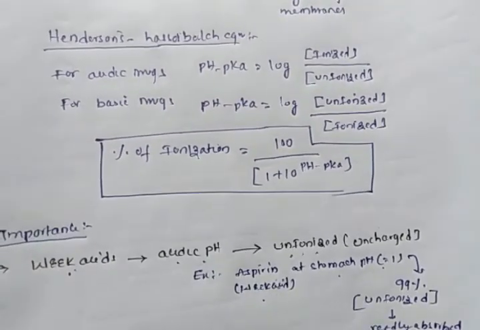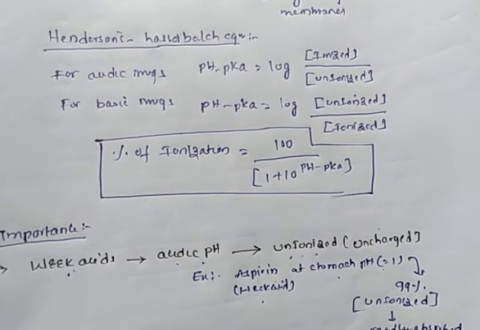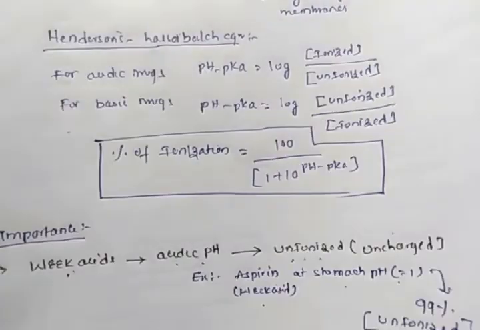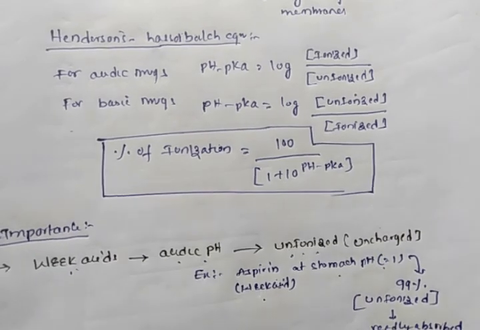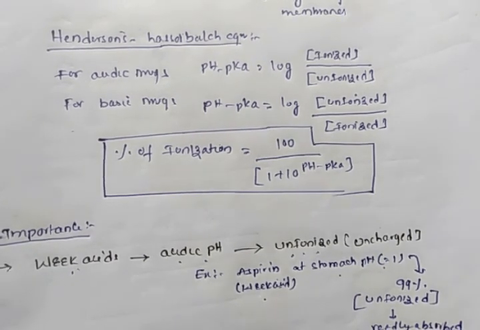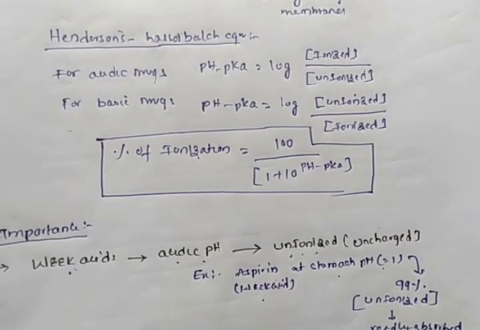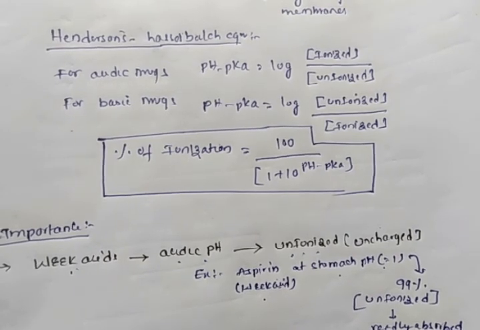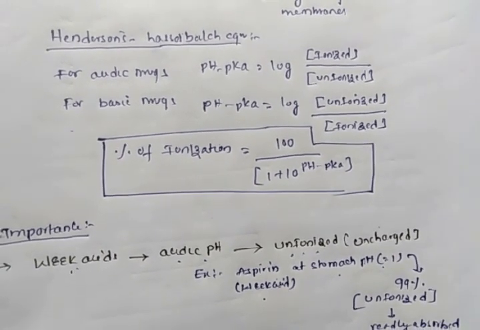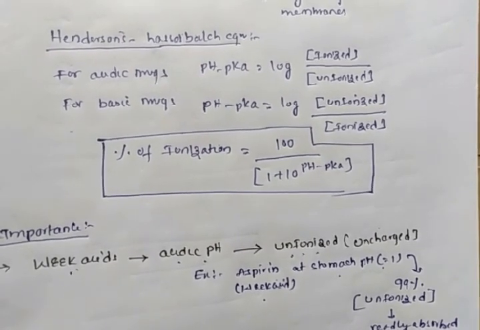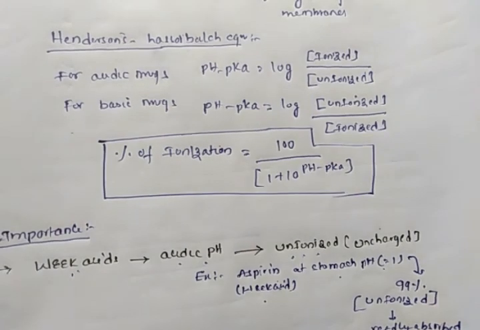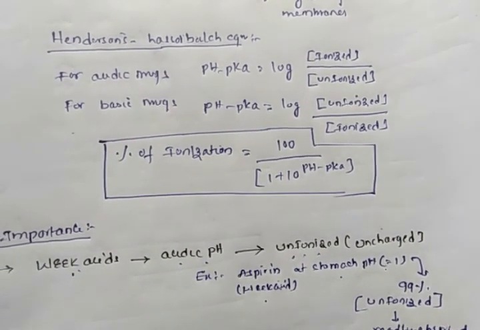Importance: weak acids in acidic pH are generally unionized, so they easily undergo absorption. Weak bases in basic pH medium will easily absorb because 99% of the drug is unionized. So this is about ionization of the drugs. Next we will discuss hydrogen bonding, followed by protein binding. Okay.